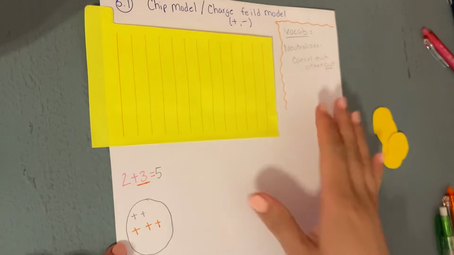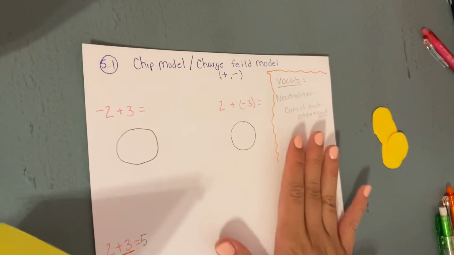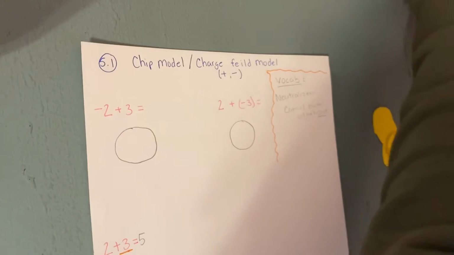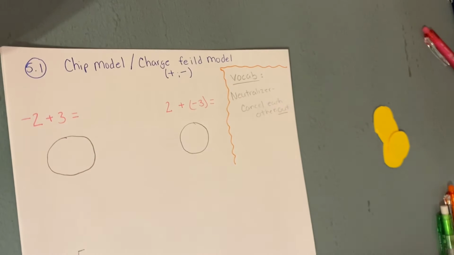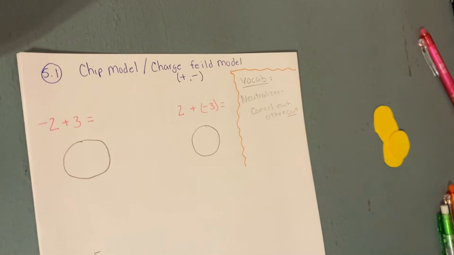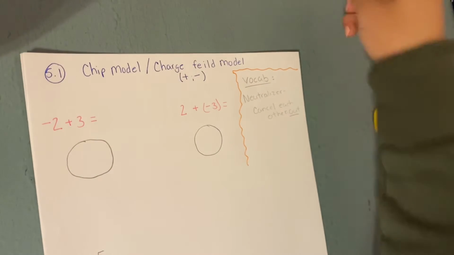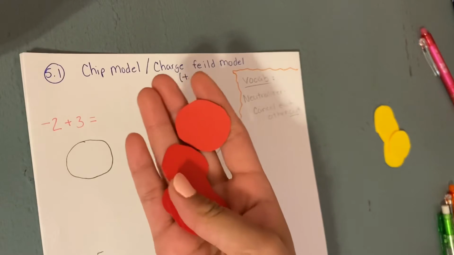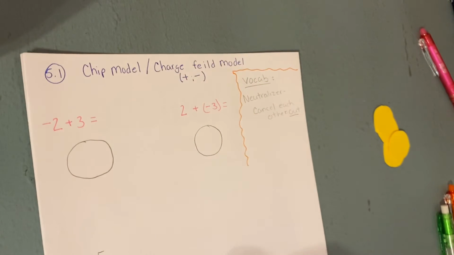Okay, so that is the first one. I went ahead and did the problems and circles for the other ones to save some time. So with these models, we're going to do -2 plus 3. With the negative sign coming in, we're going to grab our red, which are negative chips, and we're going to start with that.